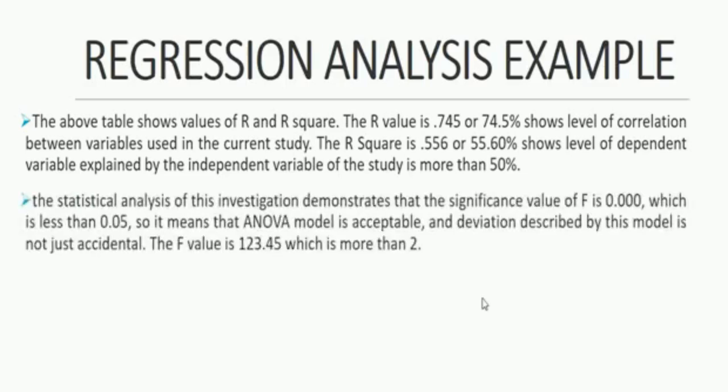Then comes your F value. First comes its significant value, which should be 0.00 and less than 0.05. So it means our model is acceptable. If it's less than 0.05, then it's acceptable, otherwise it's not. And your F value should be more than 2, as I mentioned earlier. The current F value in front of us is 123.45, which is more than 2, and it shows that the model is a good fit and shows the strength of the model as well.